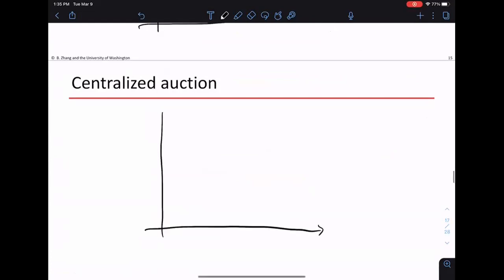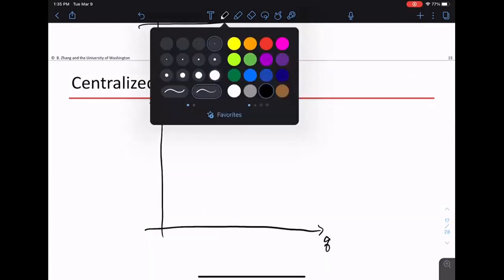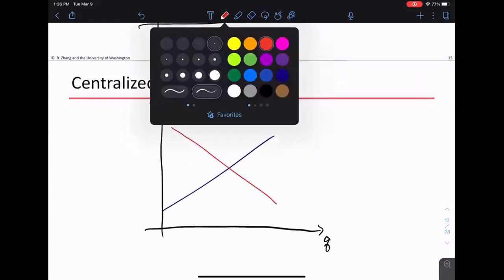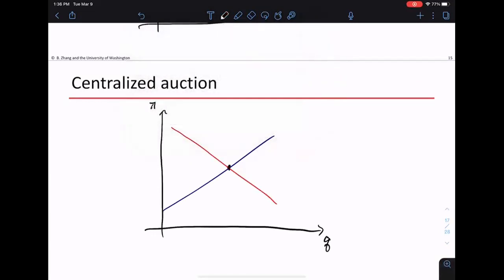So if you remember, these supply and demand curves are made up from many individual participants. So then the question is, what is the price, something called the clearing price.